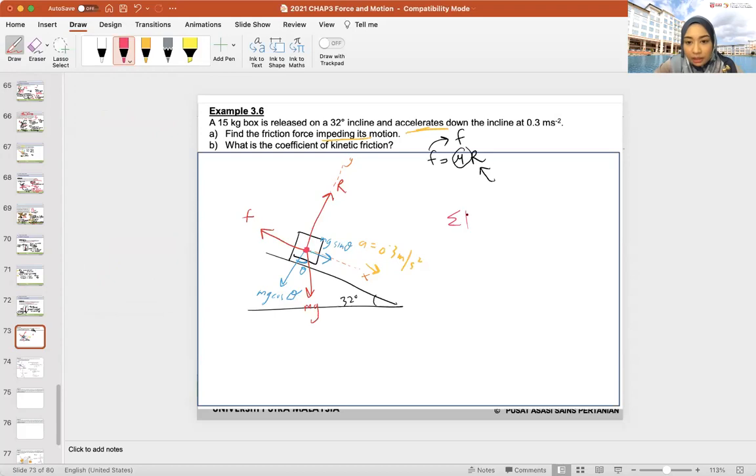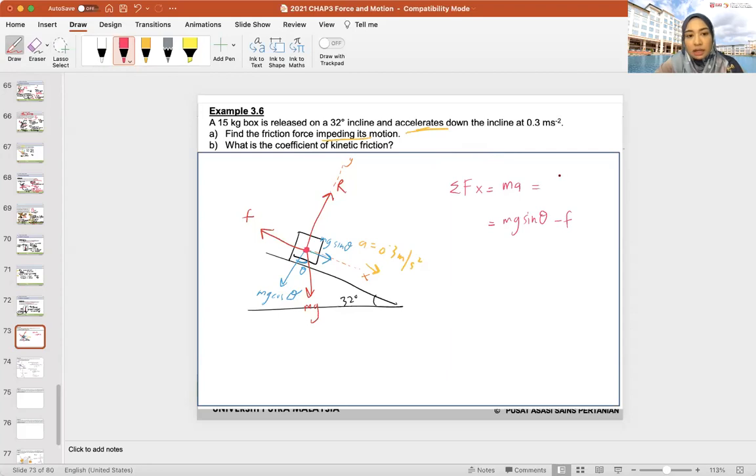Okay? So net in the fx is equal to we have positive mg sine theta and then minus friction. Oh, lupa. I need to start with the condition. I immediately went for the free body diagram. So what is my condition for net in the fx? It is equal to ma. It's not equal to 0.